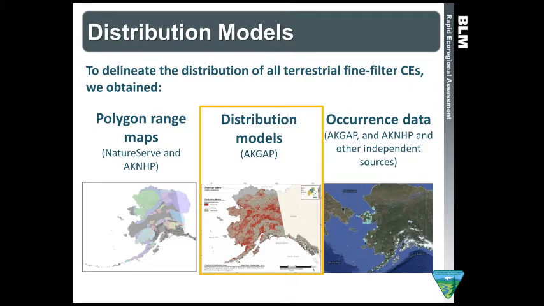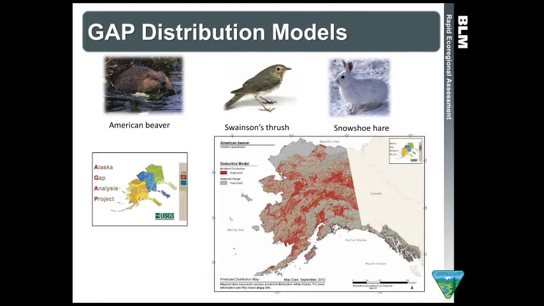For everything else, we get a little more detailed. And so I'm going to move on to the distribution models that were developed through the GAP program. And so there's 3 species that I'm going to be using the GAP models for, and that's the American beaver, the Swenson's thrush, and the snowshoe hare.